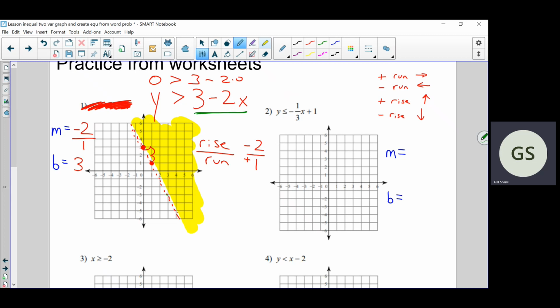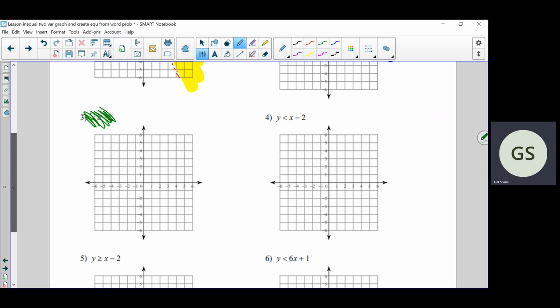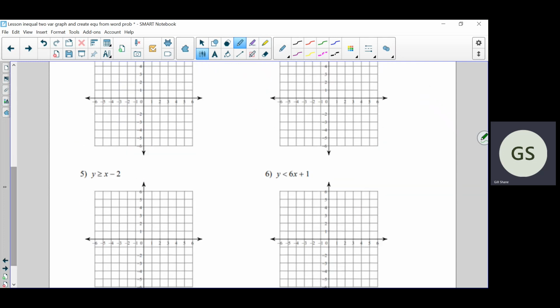So I can just tell you real quick, and that only works when y is all by itself, so it wouldn't work for that one. I can tell you right now, that's a less than, so I need to shade below the line once I have the line. So again, you can check your answers. You should have already done some of these. This is a greater than, I should shade above the line. This is a less than, I should shade below the line. Only works when y is all by itself.